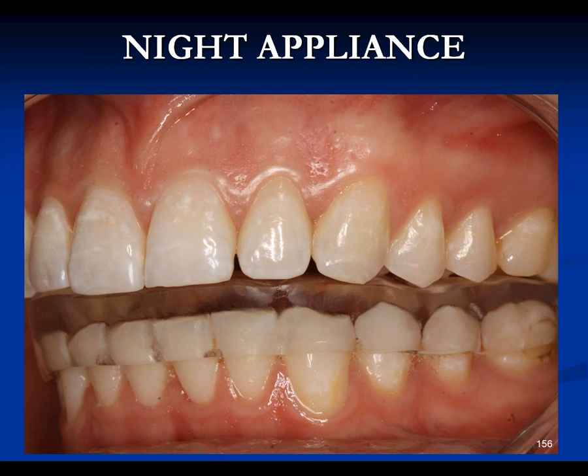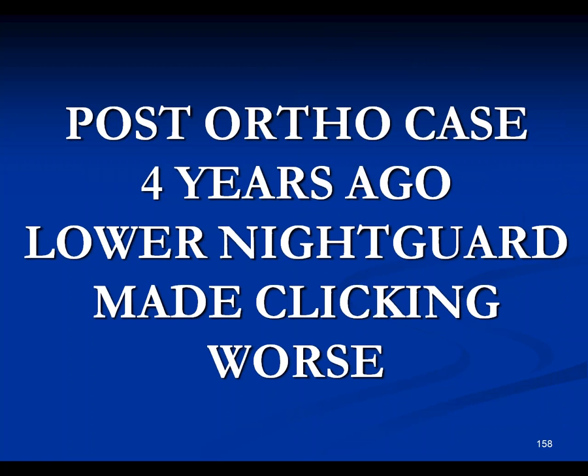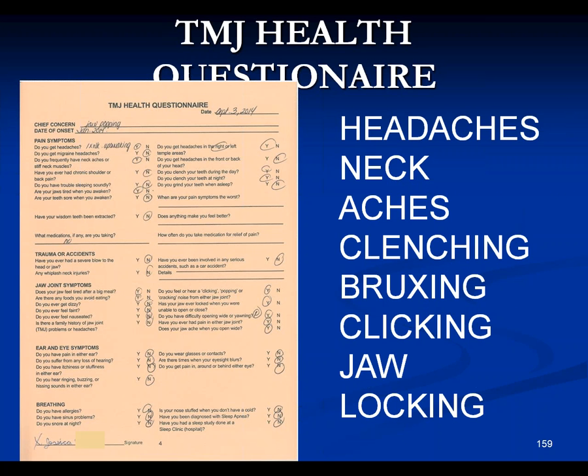I'm glad you're here. So the night appliance is not working. If the night appliance had worked, she wouldn't be in my office, right? And the night appliance gives her an overjet of about 3 millimeters. So, post-ortho case, 4 years ago. So, at 16, she was treated. Then someone made her a lower night guard, made the clicking worse, and she ends up in my office. And there's the TMJ health questionnaire form.